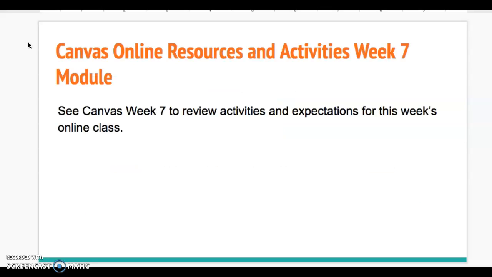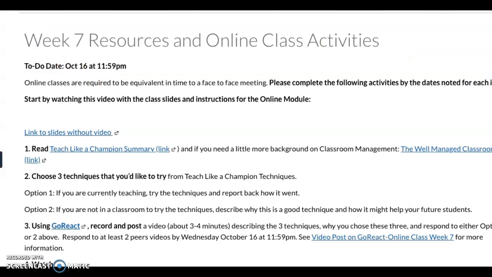Remember that for our online classes this month, you can find the step-by-step expectations and activities for what you are working on for the online class in Canvas. This week it's under the week 7 module. Here we are in that week 7 module. You'll find your to-do date, and then you'll find the step-by-step of all the things to work through for this week. So the slides lay out a little bit, but then you'll want to make sure you go to that week 7 module to get all the activities and expectations.